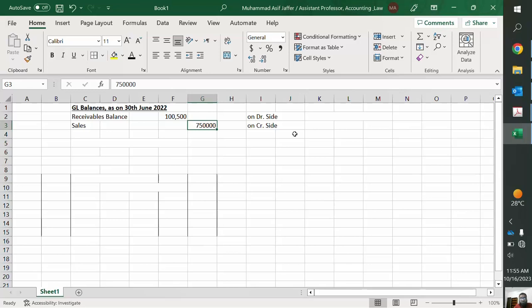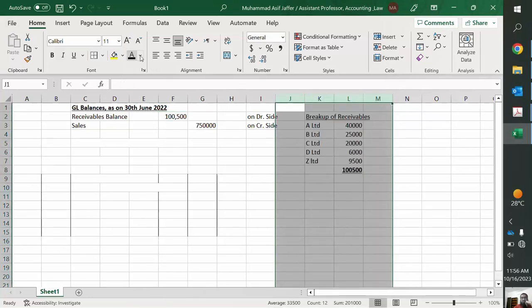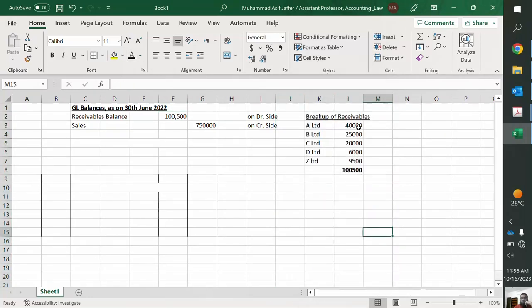Now, according to the allowance method, which says that you have to record the bad debt in the same period in which the sale is recorded, this means that within the year 2022 we have to record the bad debt expense. But we don't know how much of this 100,500 is going to be bad debt. So let's further assume that we have the breakup of this 100,500. Customer A outstanding balance is 40,000, B is 25,000, C, D, Z. Together they make up the 100,500 dollars, rupees, whatever the currency is.